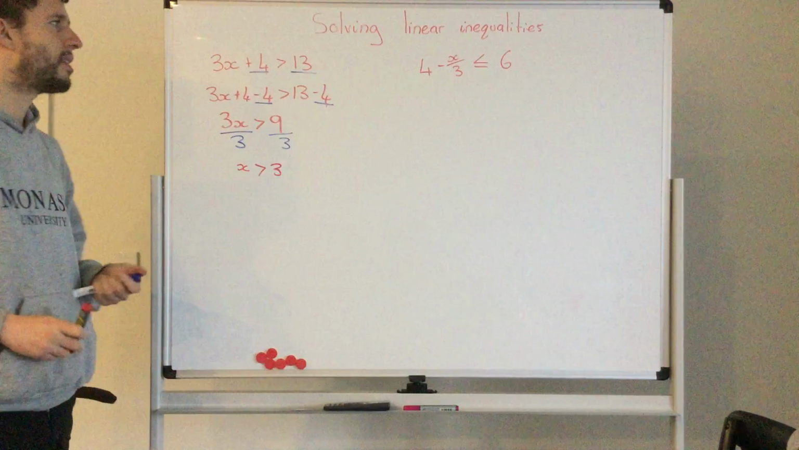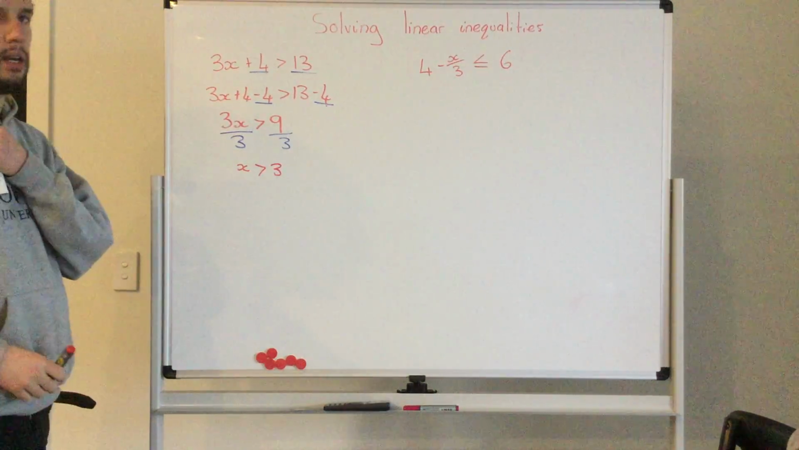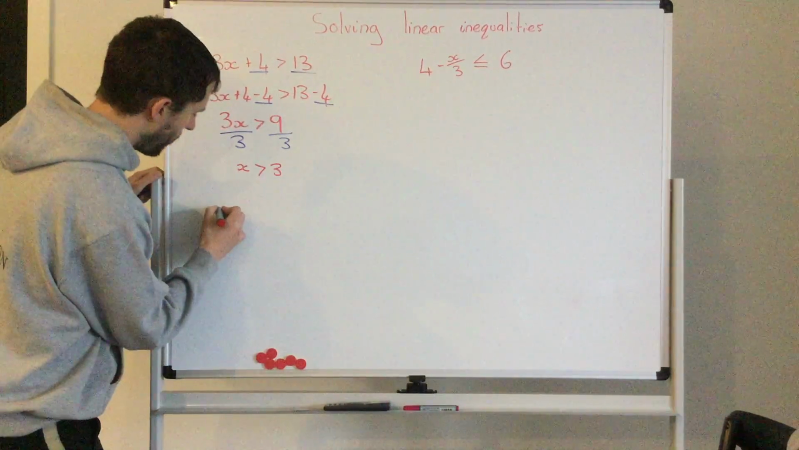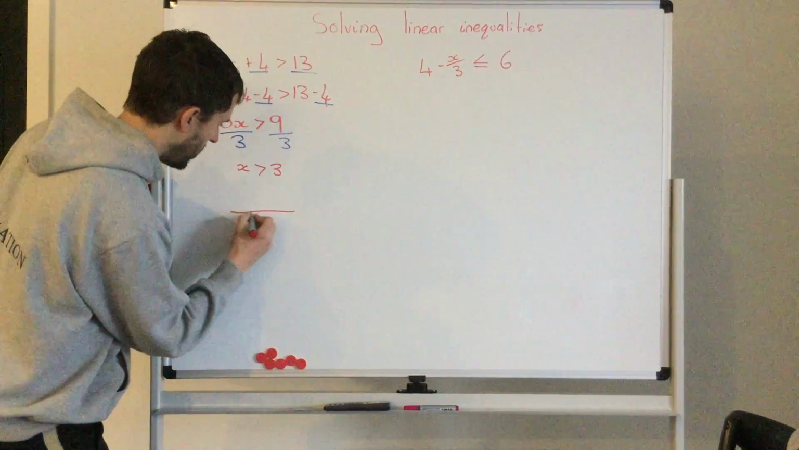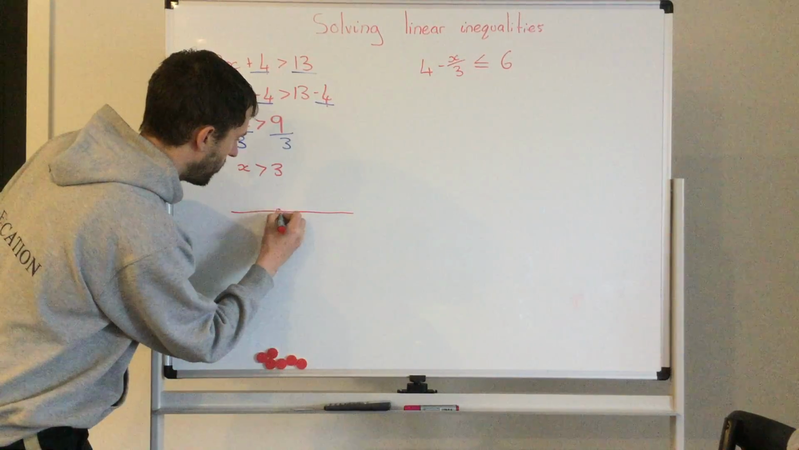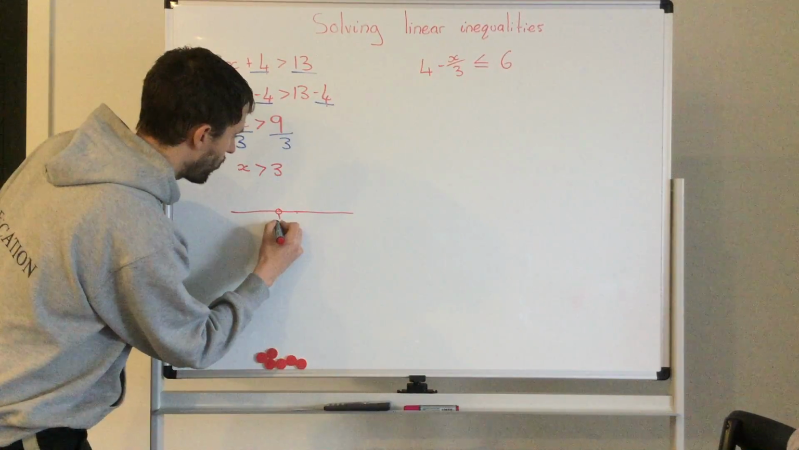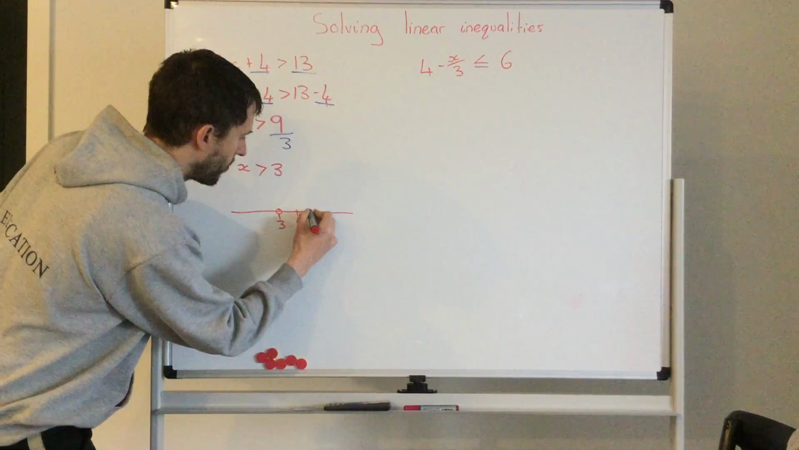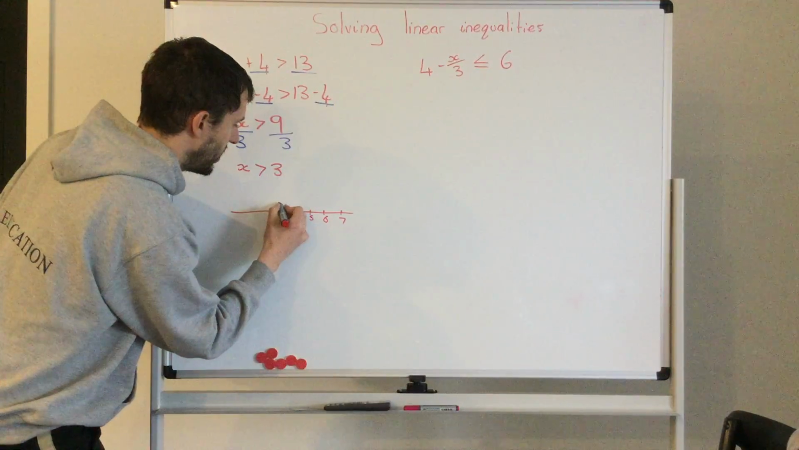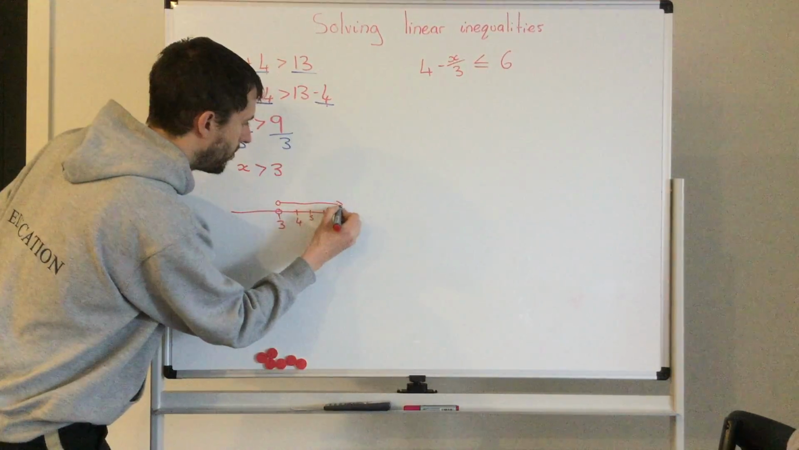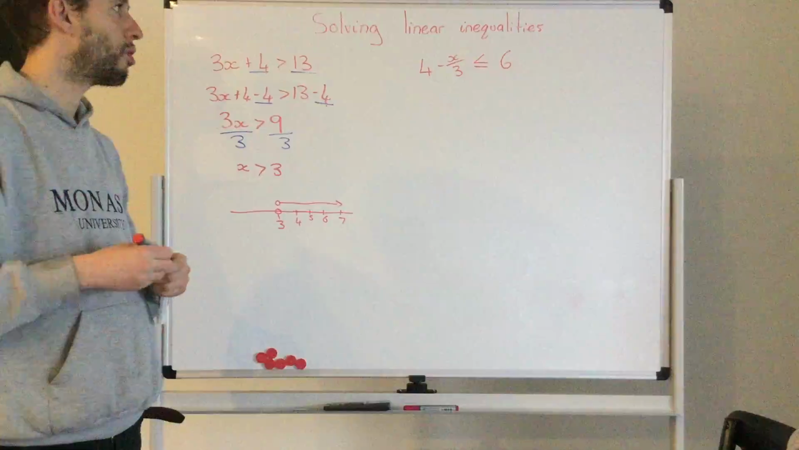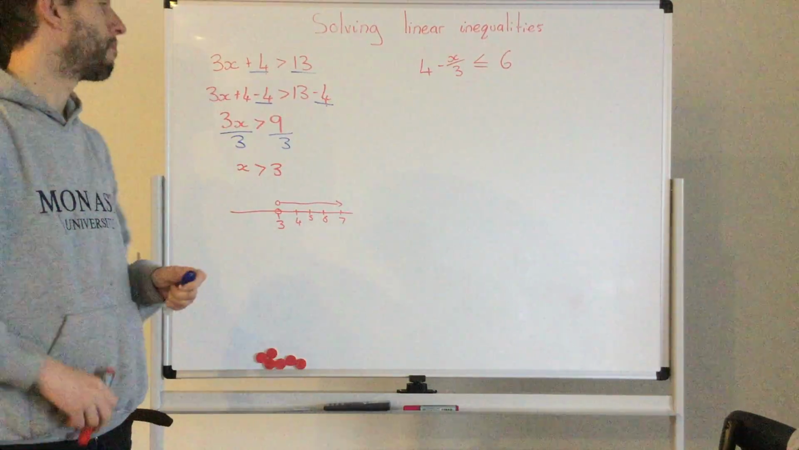Now you'll notice it doesn't say equal. It says greater than. So if I've got a number line here, it's saying that here at 3, x is greater. So any number greater than 3 but not equal to 3. That's why I put a circle there.